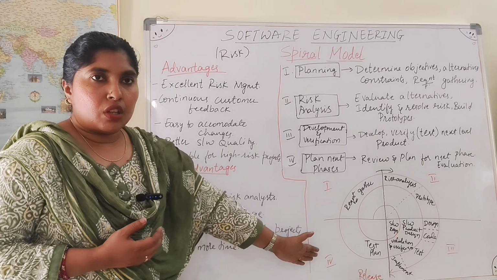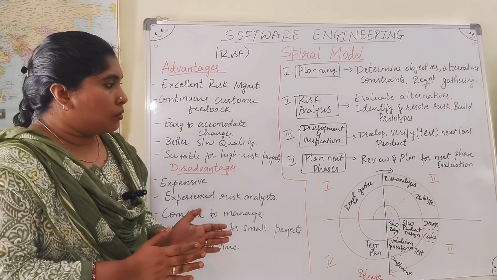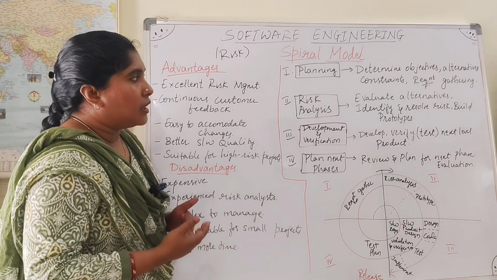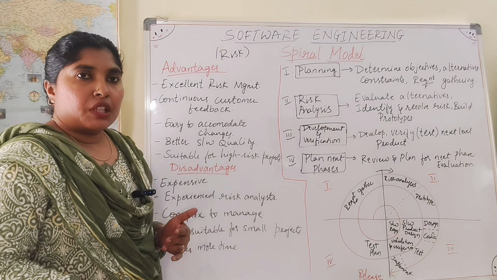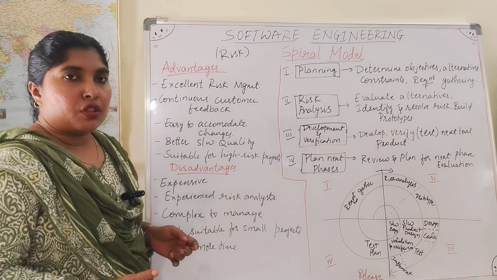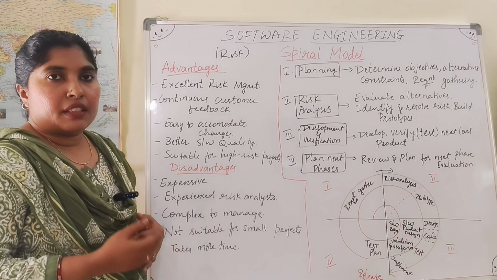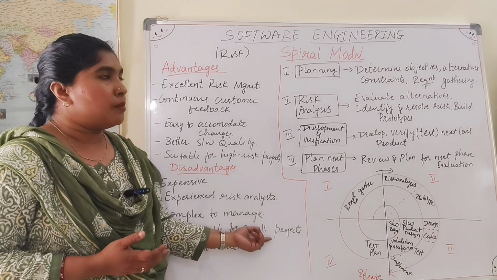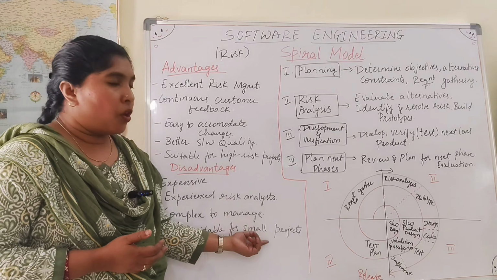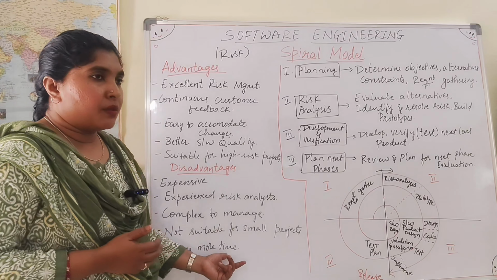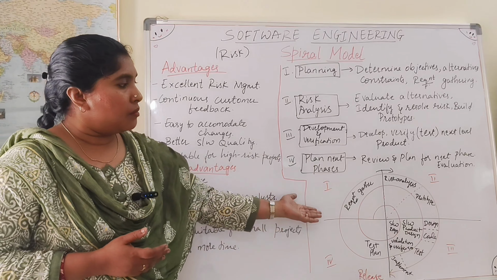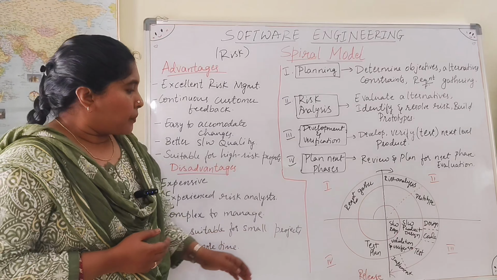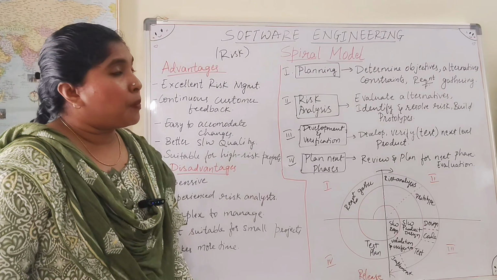So many things are involved that if the project is small, it is a waste investing in analyzing the risk, coming up with alternative solutions, coming up with the prototype model, then developing, and then taking the feedback. So it is a waste if we do this spiral model kind of development for small projects. And next, it takes more time. Of course, it will take more time. More spirals means more time required to develop the project. So that's it about the spiral model.